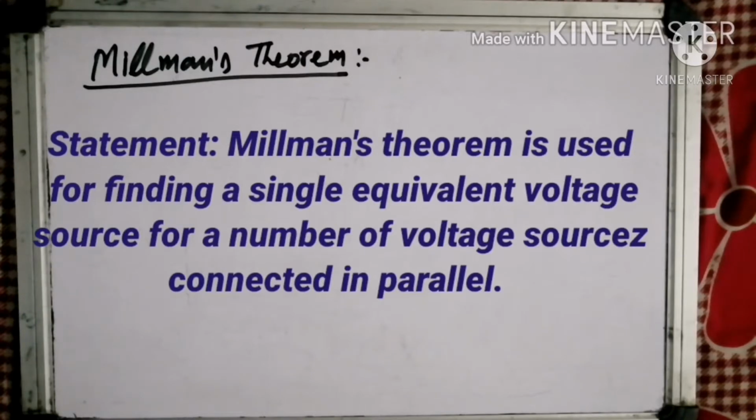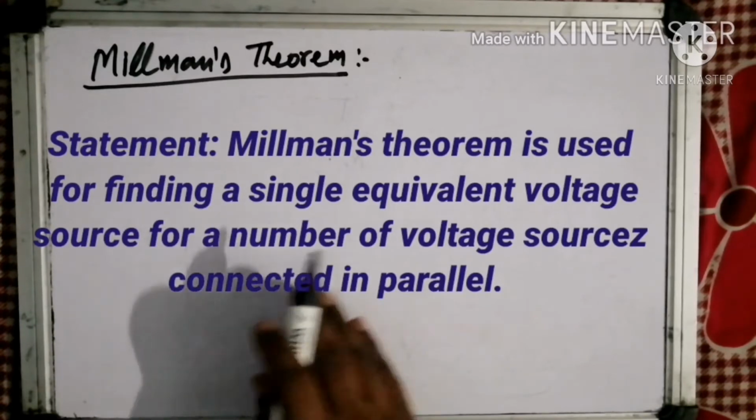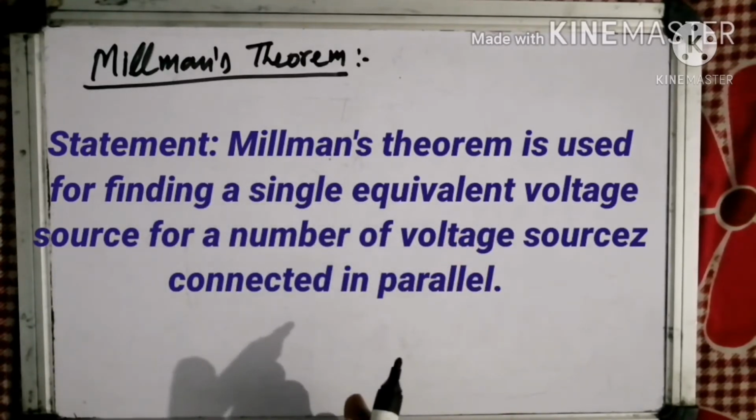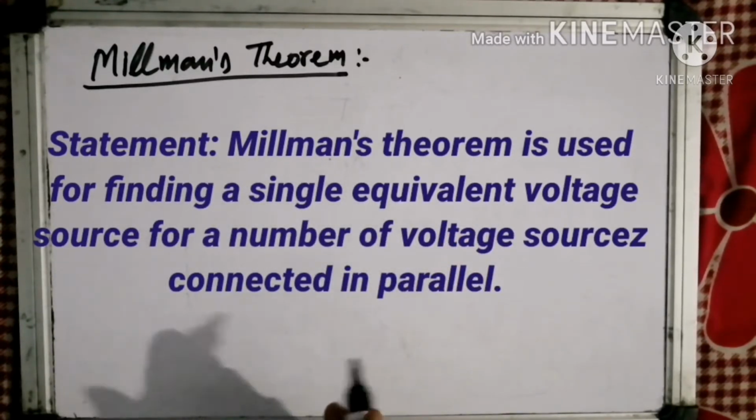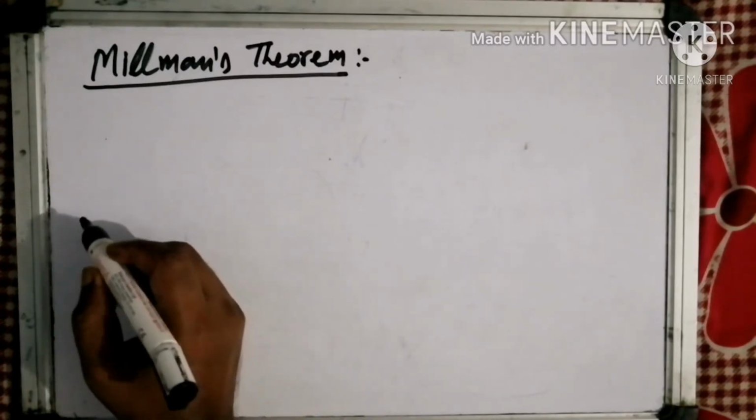Millman's theorem is used for finding a single equivalent voltage source for a number of voltage sources connected in parallel. Right? According to this theorem, we can make a single voltage source for a number of voltage sources connected in parallel.